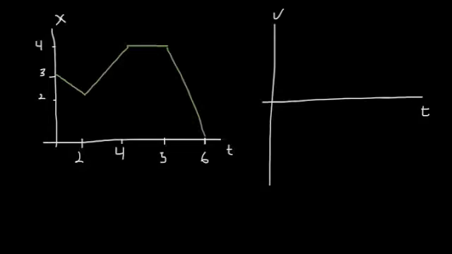Alright, so here's an example. We're given a position versus time graph, and we have a velocity versus time graph. So we need to translate this graph into this graph. So here's how it's going to work.